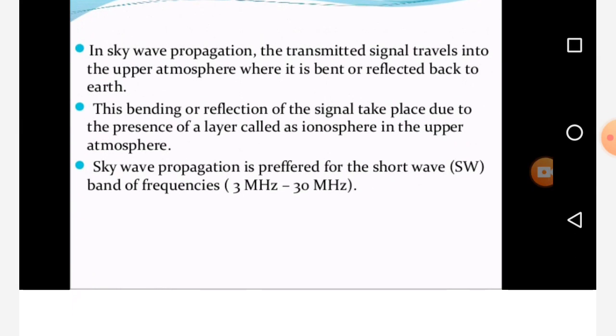In skywave propagation, the transmitted signal travels into the upper atmosphere where it is bent or reflected back to Earth. This bending or reflection of the signal takes place due to the presence of a layer called the ionosphere in the upper atmosphere. Skywave propagation is preferred for the short wave band of frequencies, that is 3 MHz to 30 MHz.